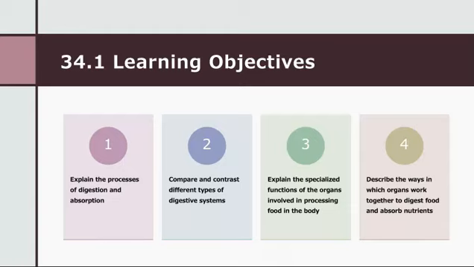First, we want to explain the processes of digestion and absorption. Second, compare and contrast different types of digestive systems. 3, explain the specialized functions of the organs involved in processing food in the body. And 4, describe the ways in which organs work together to digest food and absorb nutrients.